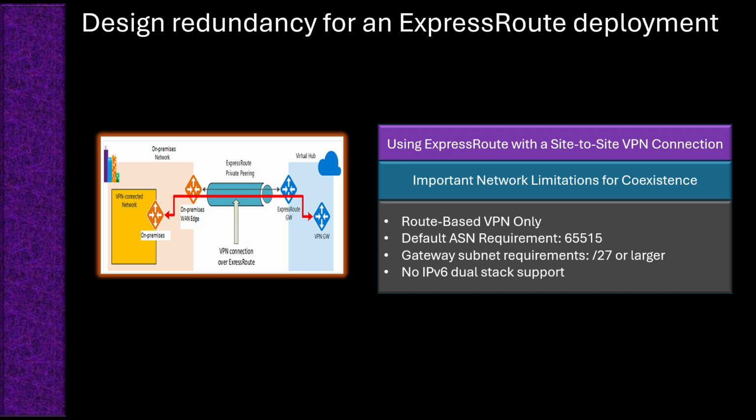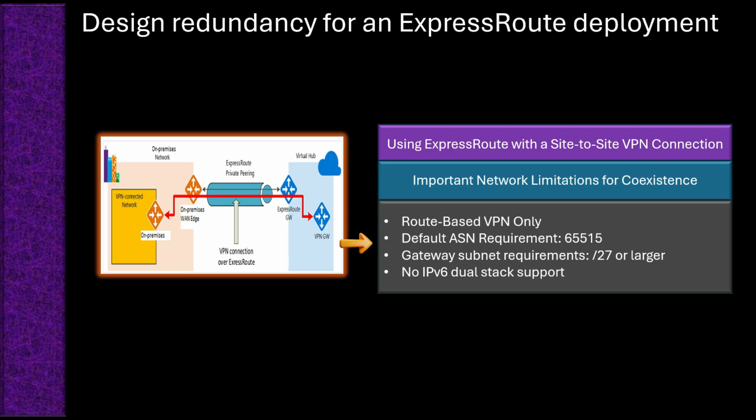ExpressRoute with a site-to-site VPN connection approach enables you to configure both an ExpressRoute connection and a site-to-site VPN. With these coexisting connections, you have multiple options for high availability and redundancy. You can set up the site-to-site VPN as a backup for your ExpressRoute connection. If ExpressRoute goes down, your VPN can take over as a secure failover path. You can use the site-to-site VPN to connect to other locations that may not be linked via ExpressRoute.